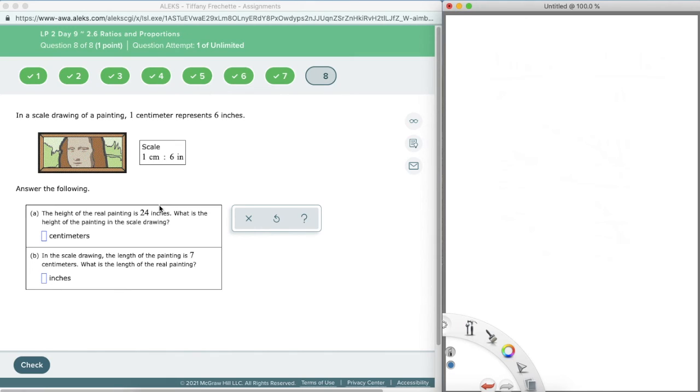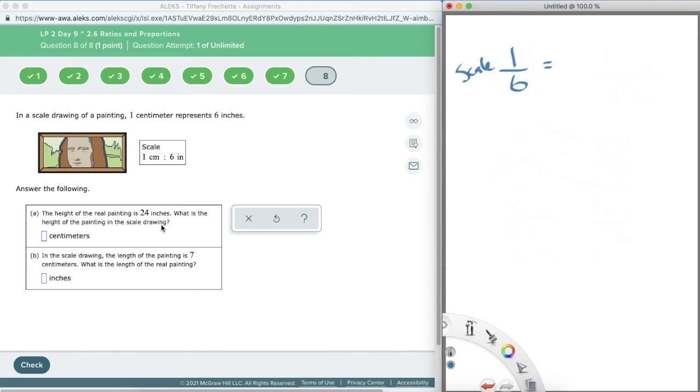So we have scale. Let's see if we write this correctly. We want to do 1 to 6. That's our scale, 1 to 6. So 1 centimeter to 6 inches. And this is our scale. And that's going to equal our actual drawing. So we're using it to convert the measurement here.